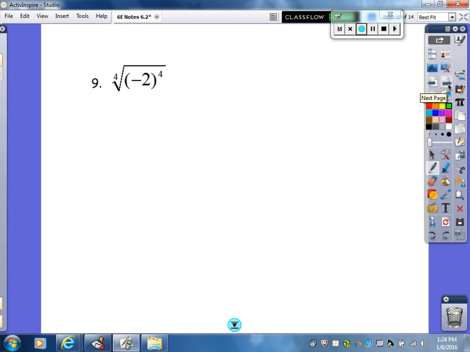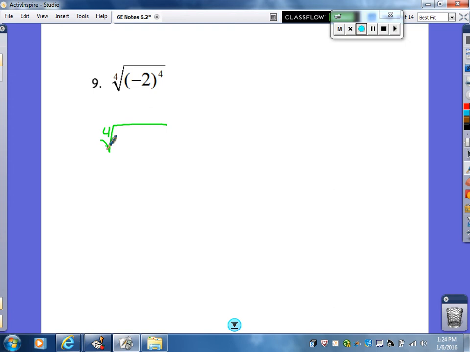If we do it like order of operations here, and we take the 4th root, if we go -2 to the 4th power, that's going to be a positive 16. And then the 4th root of positive 16 is 2. So we can get an answer of positive 2.